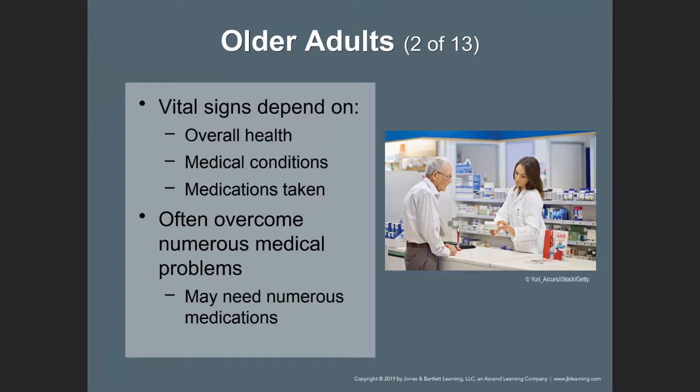The vital signs at this stage depend on their overall health, whether or not they have medical issues, and the type of medication that they're taking, if they're on medication. They often overcome numerous medical problems, and they may need numerous medications.